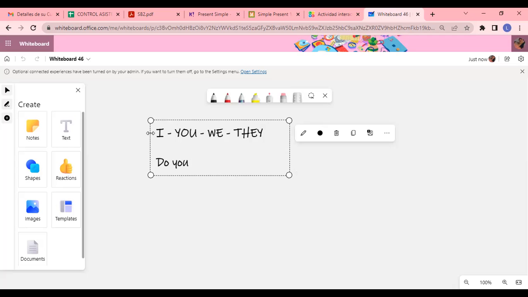¿Me podrían dar un verbo, please? Do you eat? Okay, do you eat, do you take, do you drink, right? Do you have, do you watch, do you wash, right? And then, do you eat, for example, do you work? Very good. Do you eat empanadas?